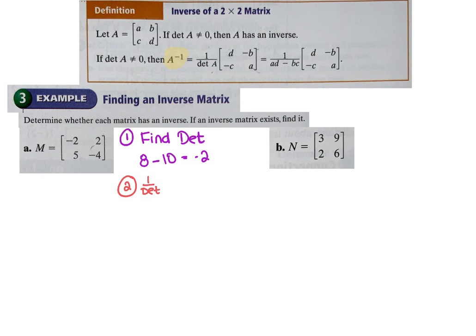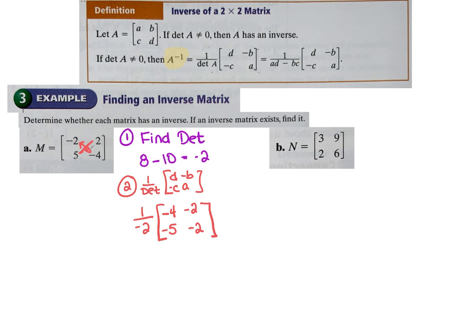My second step is to put 1 over my determinant, and then I'm going to multiply it by my switched matrix. So I'm going to switch these and negate these. 1 over negative 2. And then I'm going to switch this diagonal, so I'm going to have a negative 4 here and a negative 2 there. I'm just switching them. And then I am just going to negate the other two, so I'm going to change the positive 2 to negative 2, the positive 5 to negative 5.